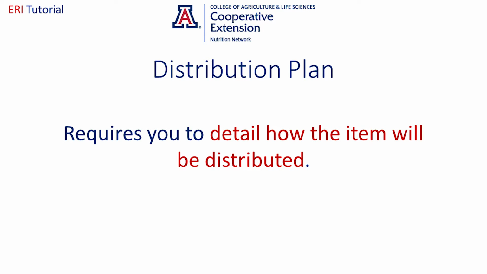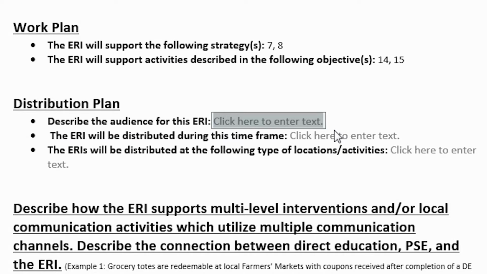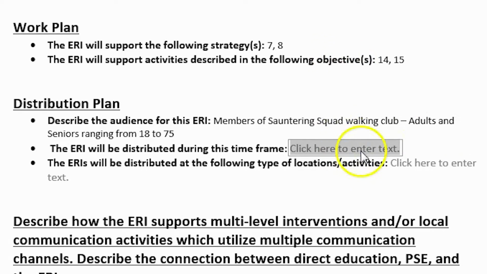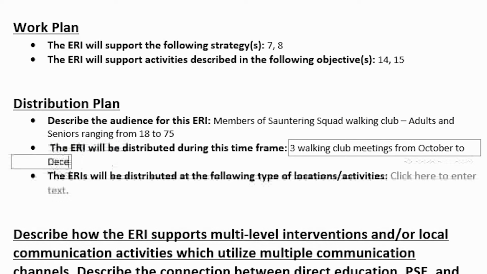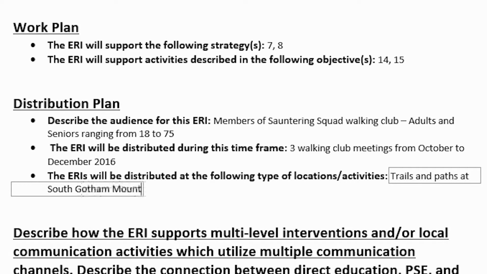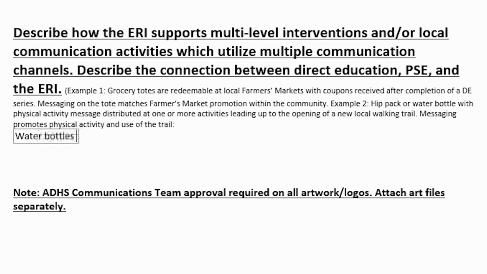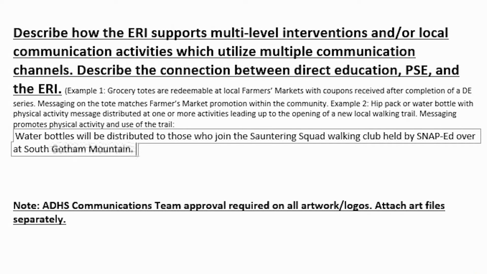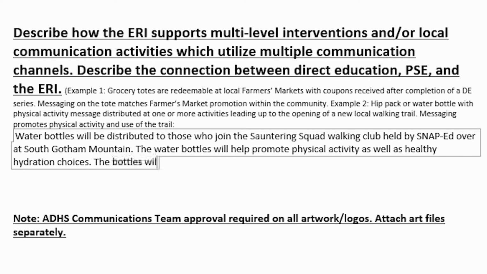Distribution plan requires you to detail how the item will be distributed. For the first subsection, describe the audience that will be receiving the items. For the second subsection, enter the time frame that the ERIs will be given out over. For the third subsection, enter the type of location or activities where the items will be handed out. The last section is for a description of how the message the ERI sends connects with the interventions that are completed by your county. Be as descriptive as possible of how this ERI ties into the intervention and why it is necessary to support it.